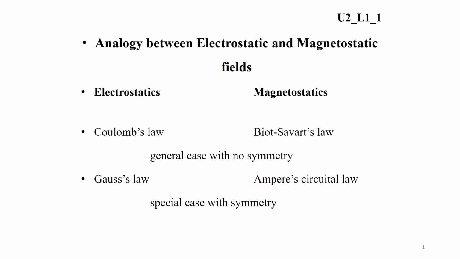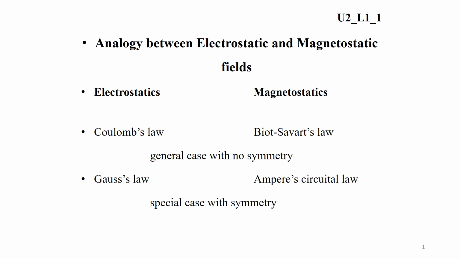Now these currents are basically of three types. First are line currents or filamentary currents. The second are surface currents. And the third are volume currents. Actually, line currents and surface currents are approximations of volume currents.